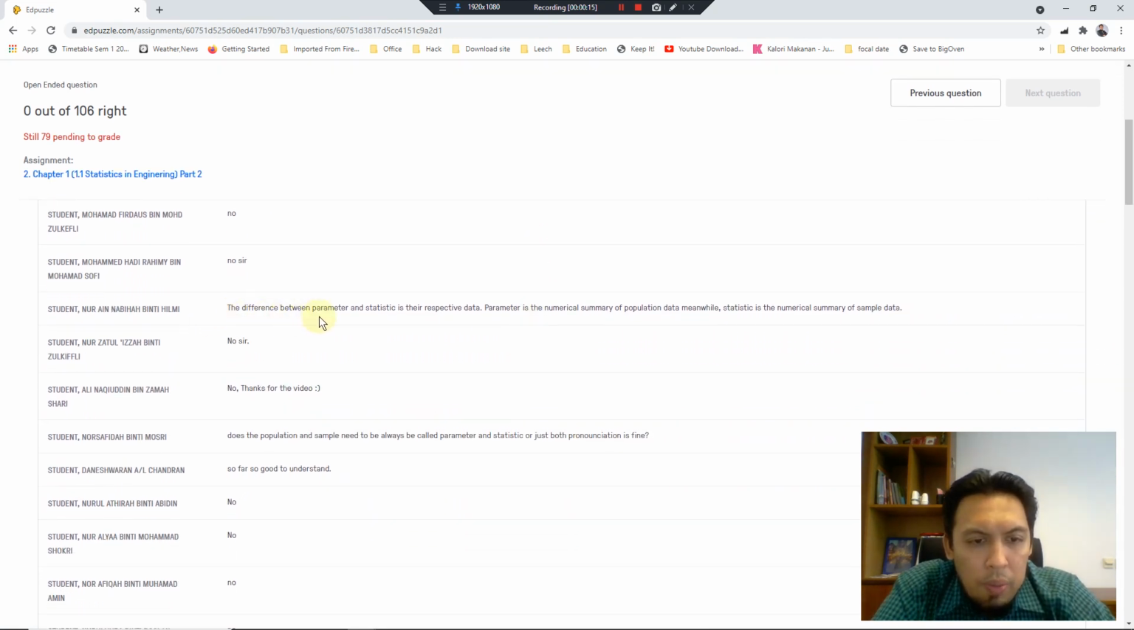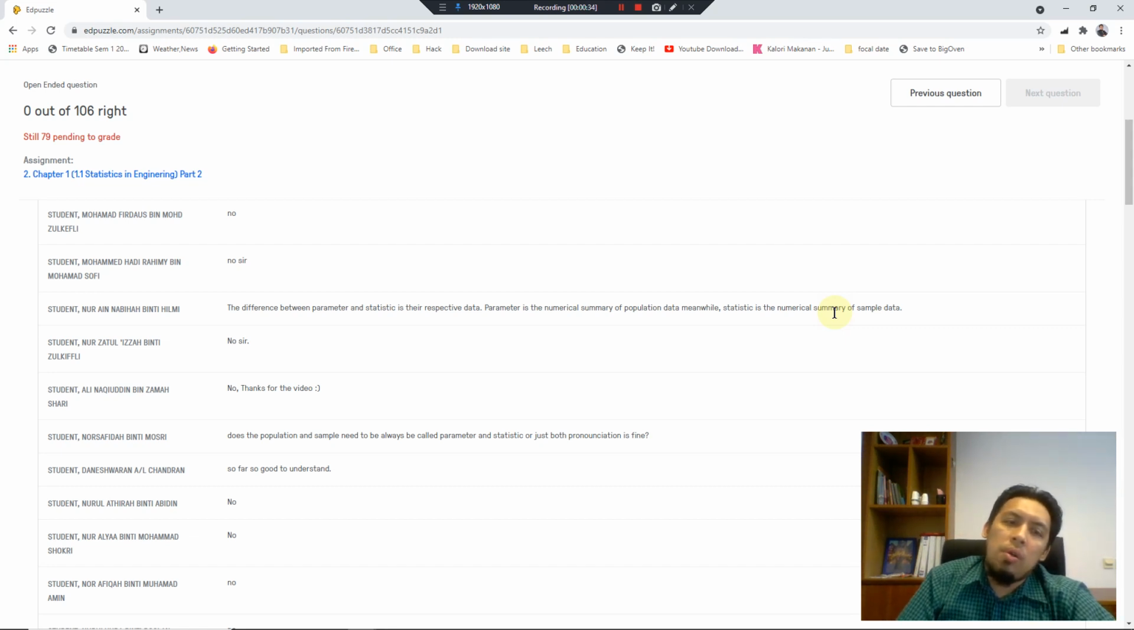The difference between parameter and statistic is their respective data. Parameter is the numerical summary of a population, while statistic is a numerical summary of a sample. Yeah, true, Nora Ain Nabiha, this is correct. All of the analysis and numerical summary made for the population is known as parameter, and all of the calculation made on the sample is known as statistic.